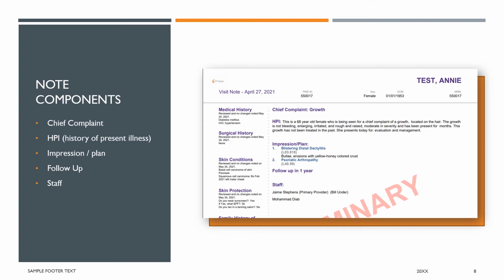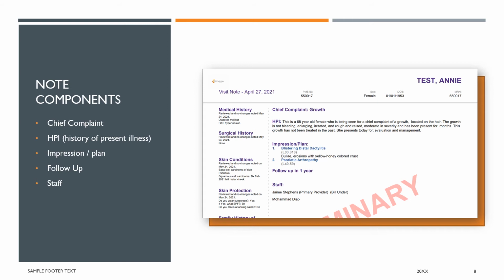Key components on this clinic note that pulls up once you click on the link include the chief complaint that you can see there at the top middle. And for this person, they were coming in because of a growth. You also see the HPI, which stands for the history of the present illness. Now, this is a 68-year-old female who's being seen about a growth, as you can see and read there under the HPI section.